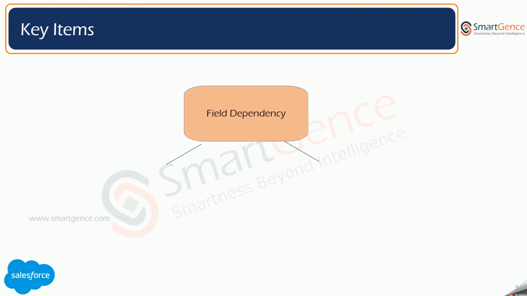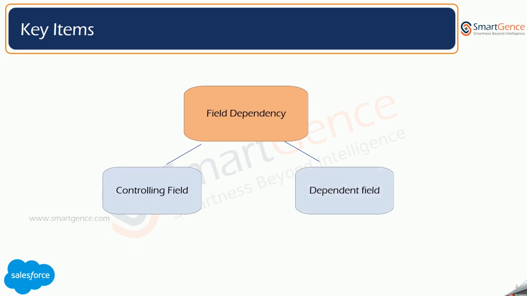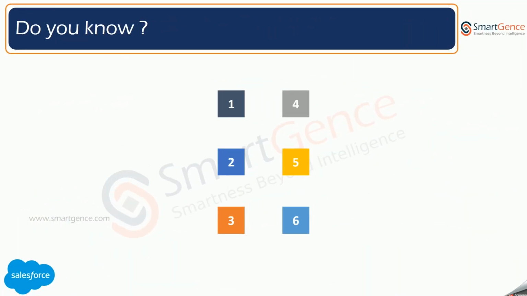There will be a few key items. There are two key items: one is the controlling field and the other is the dependent field. The controlling field is the one which controls what is to be displayed in the dependent field. Like in the last slide we have seen, the state is the controlling field, whereas the districts are the dependent field.